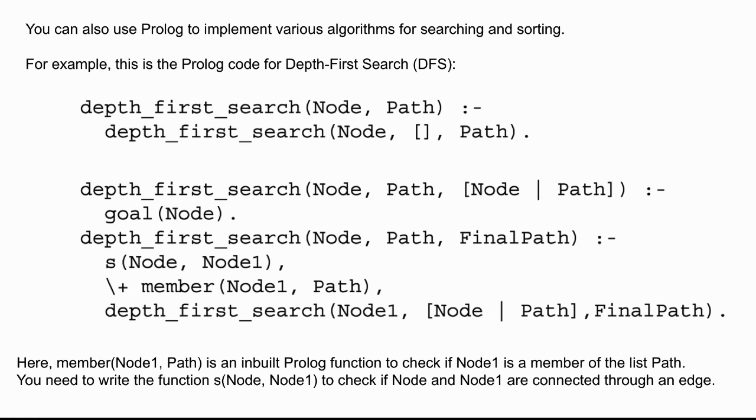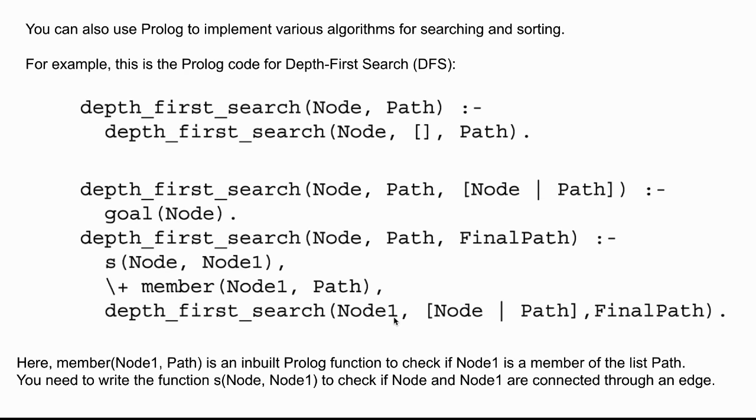The simple point to understand how this is working is that if my node is a goal node, then this will output true, and then the program is over. But if this is false, then it will go over here. Now my node and node 1 are connected. Whichever node is connected to node, that will be assigned to node 1. It will check if node 1 is already a member of the path or not. If it is not, then it will do a depth first search starting from node 1 onwards.